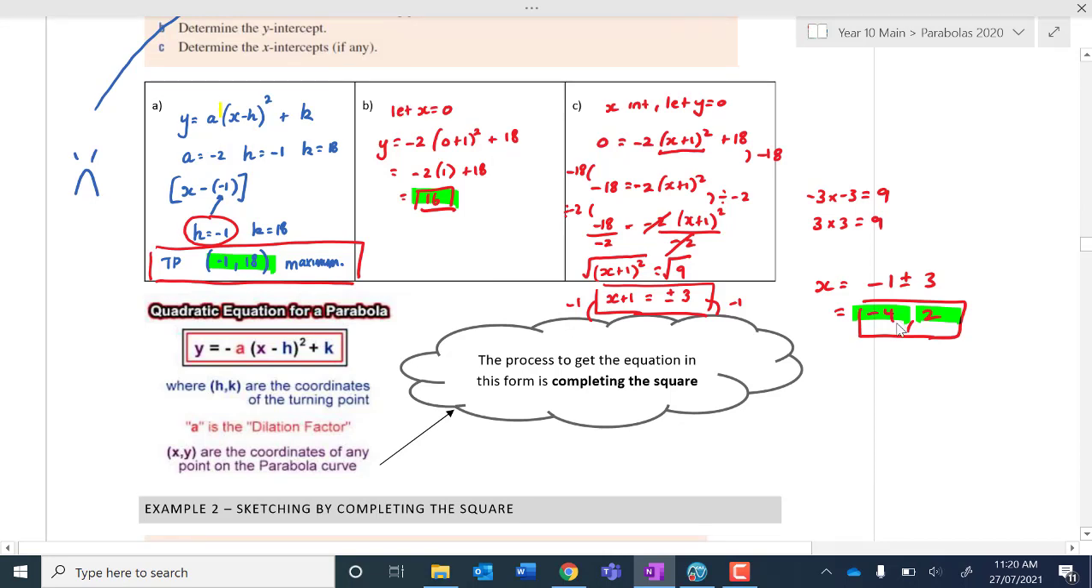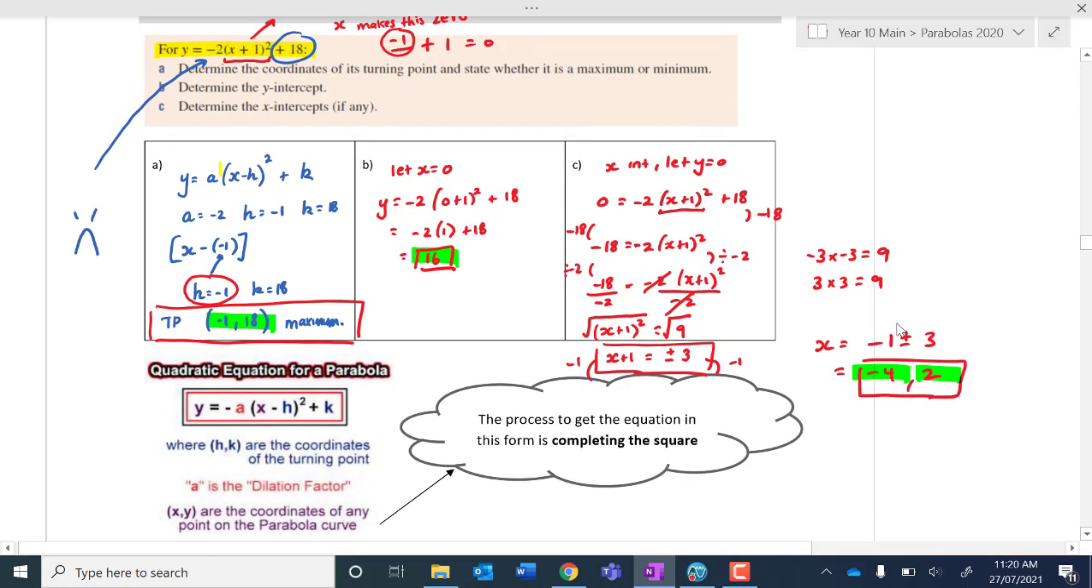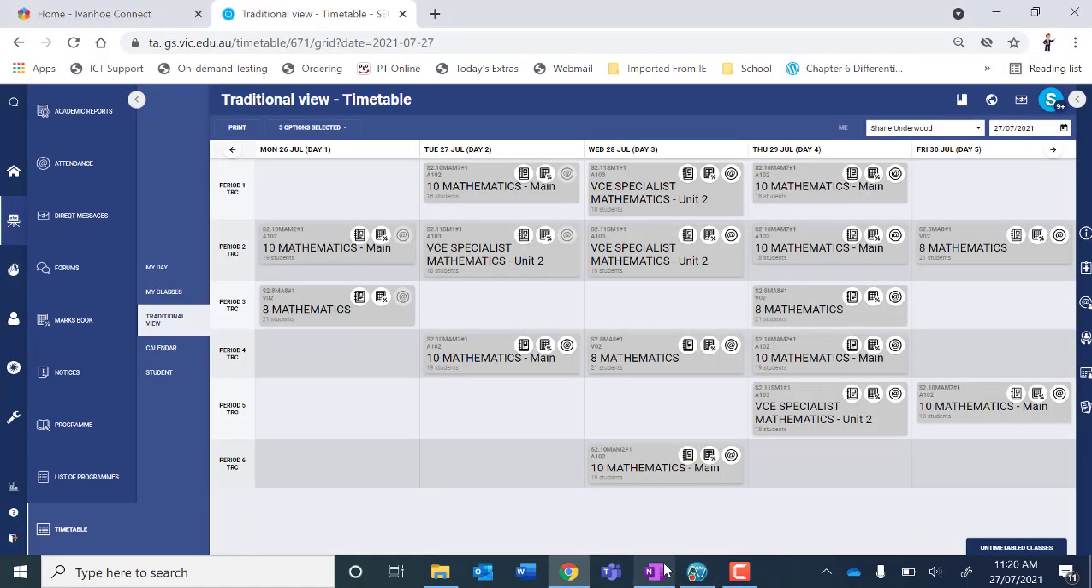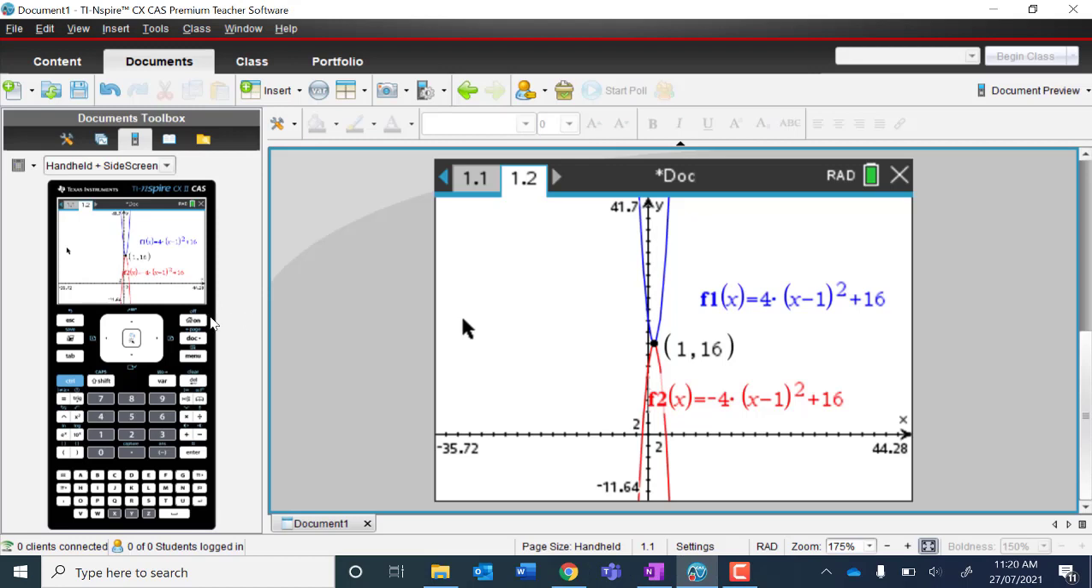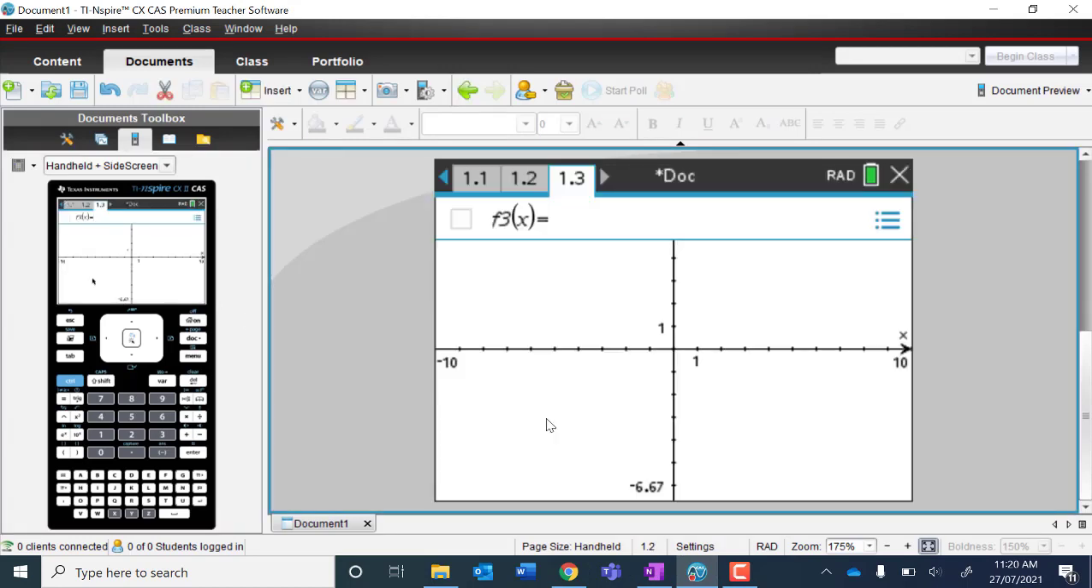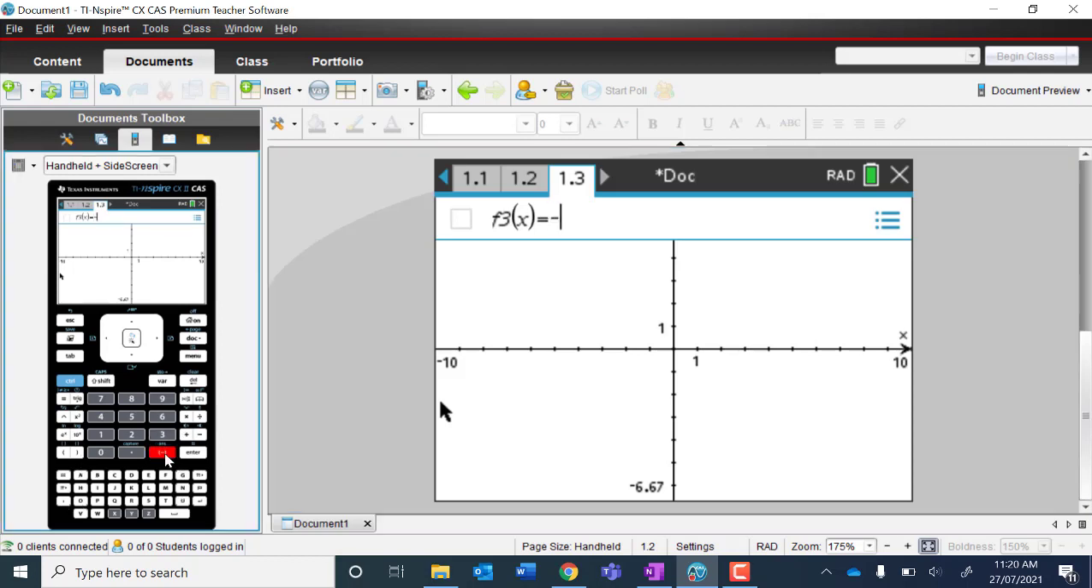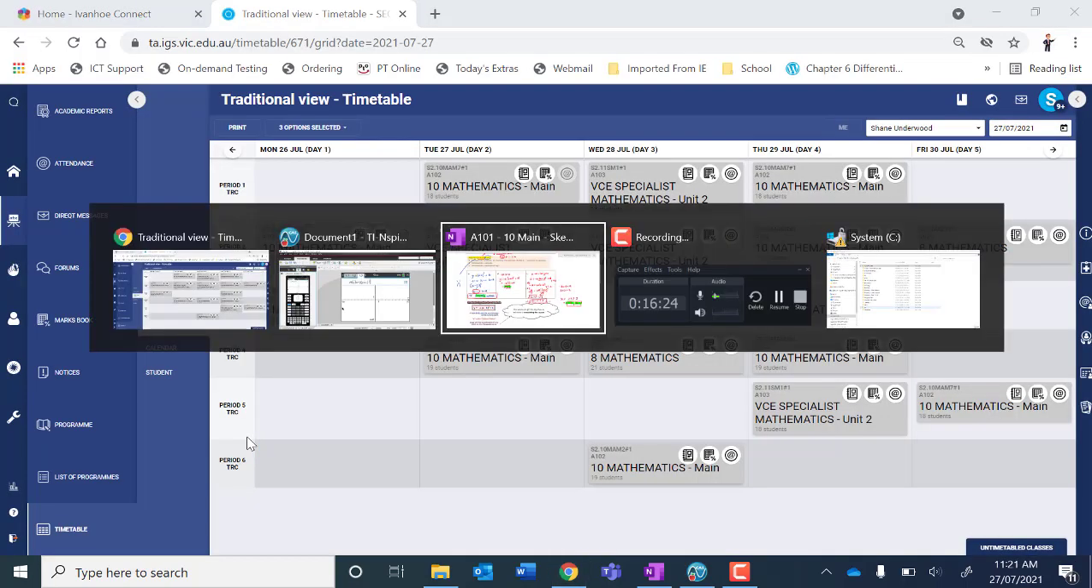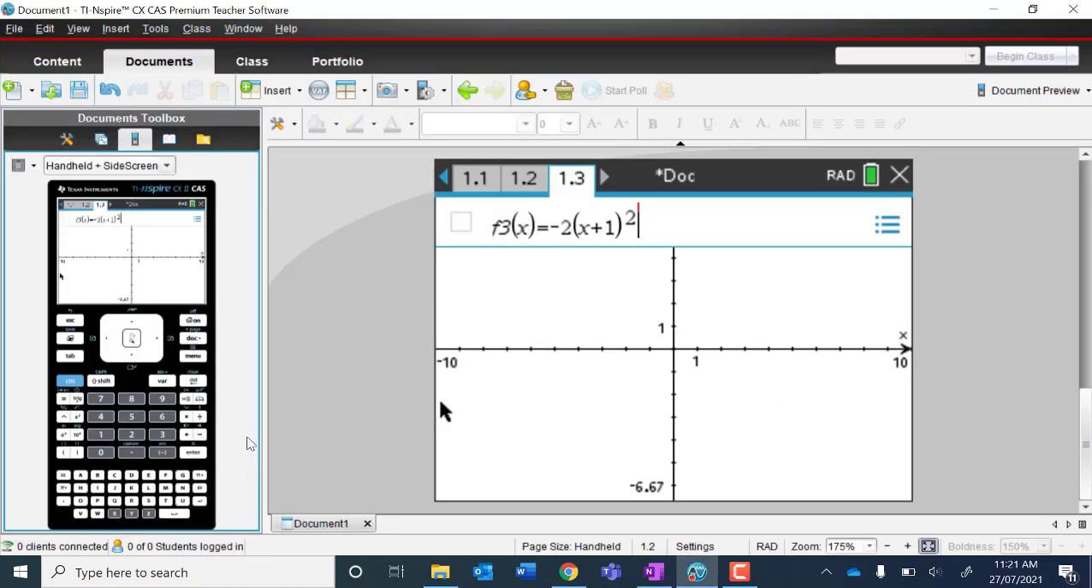let's go ahead and sketch those. So we are sketching this graph here. Let's go to my calculator screen. That's not my calculator screen. Let's go here and let's go to a new graph. And we are looking at y is equal to minus, let's put a minus in, and let's put 2 times (x plus 1) squared. So we're doing this in turning point form. And then we've got plus 18.